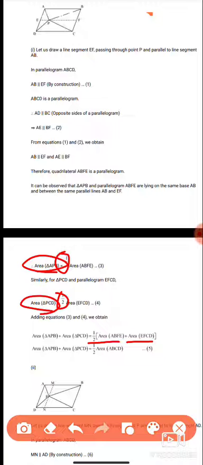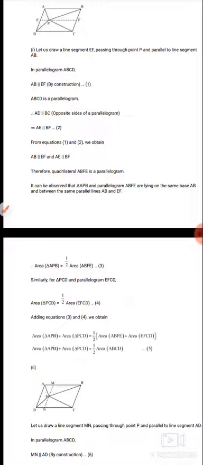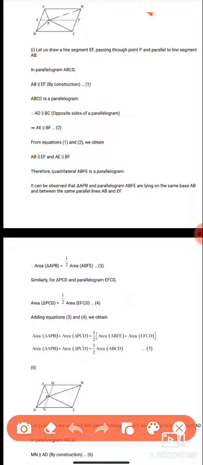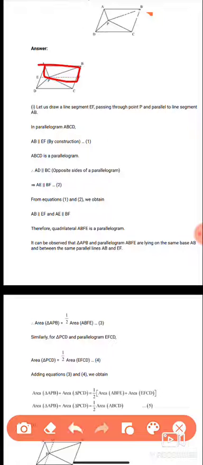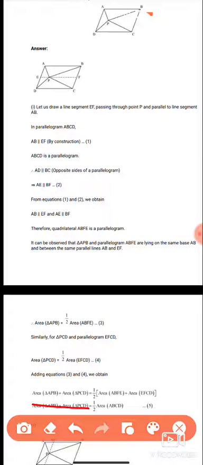Now you have to find ABFE plus EFCD. See, ABFE is the above parallelogram, and this is EFCD, the below parallelogram. When you add both these parallelograms, you will get the total, that is ABCD. So here we have written area of triangle APB plus area of triangle PCD is equal to half of area of ABCD. So this is your one proof.